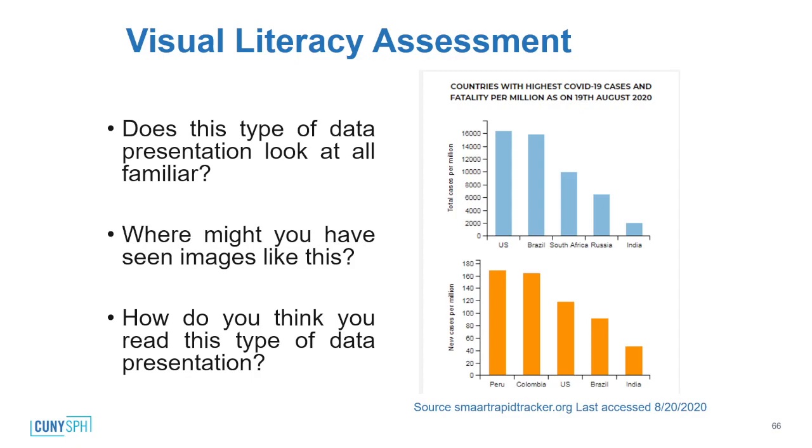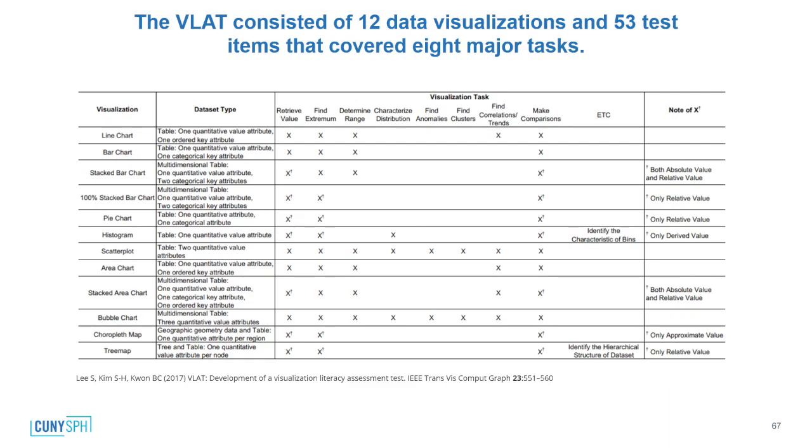And there are formal ways of evaluating that. Then the visualization literacy assessment test has 12 data visualizations and 53 test items that basically cover 8 major tasks. The tasks are these: retrieve a value, find an extremum, determine a range, characterize a distribution, find anomalies, find clusters, find correlation trends, make comparisons.